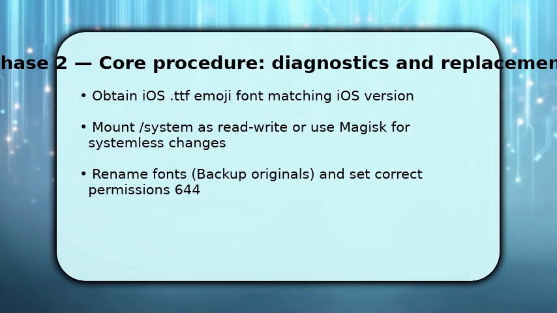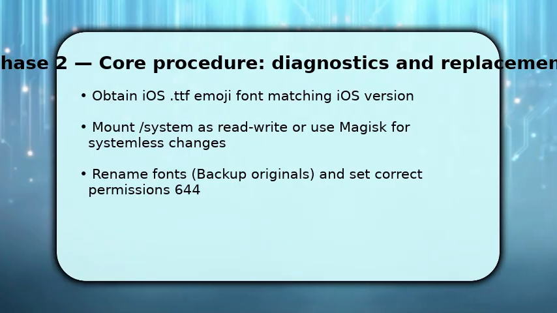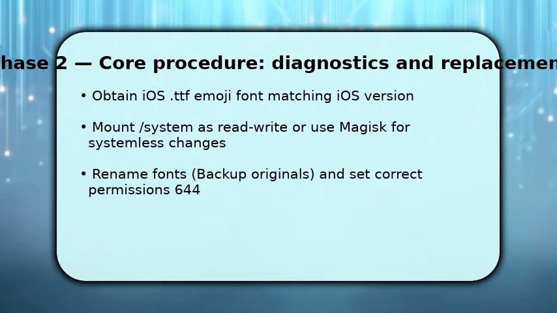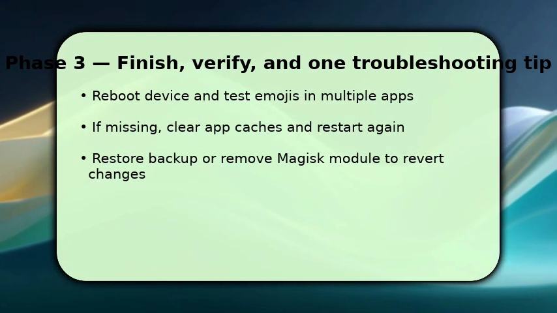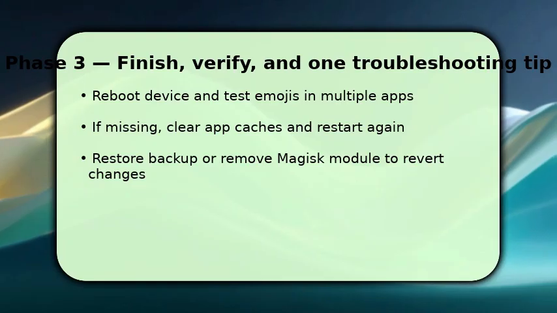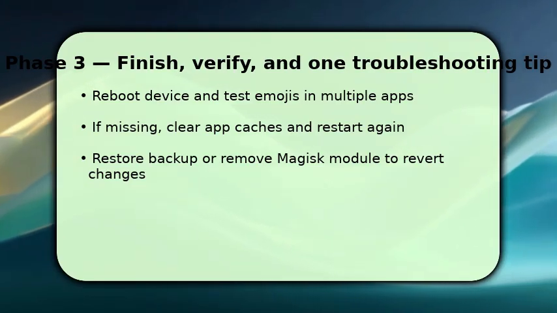After copying, set file permissions to 644 and ownership to root:root so Android can read the file. Finish by rebooting the device. Android loads the new font at boot, so check messages, keyboard, and social apps.